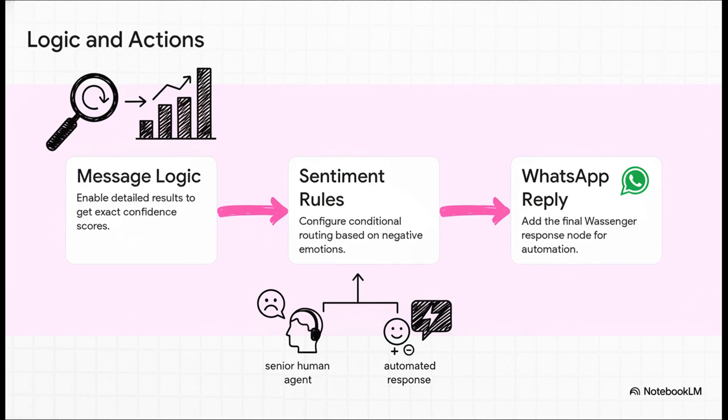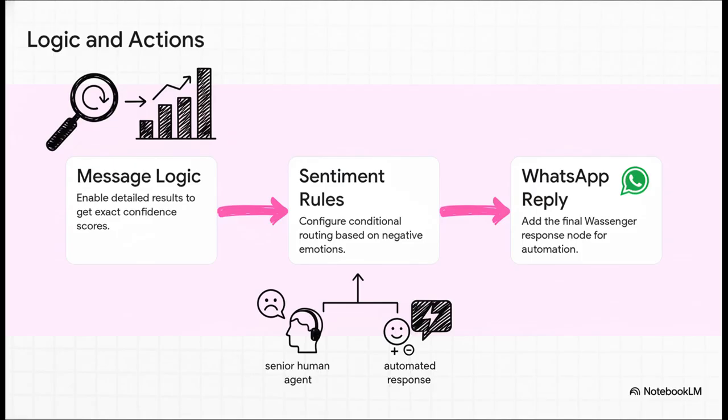But the absolutely crucial point here is what we actually do with those results, right? So in Step 4, we configure our processing logic by enabling detailed results so we can grab exact confidence scores. Step 5 is really where the magic happens: sentiment-based actions. This is all about conditional routing. For example, you can easily set a rule that if a sentiment score falls below, say, -0.2, the workflow immediately diverts that frustrated customer straight to a senior human agent.